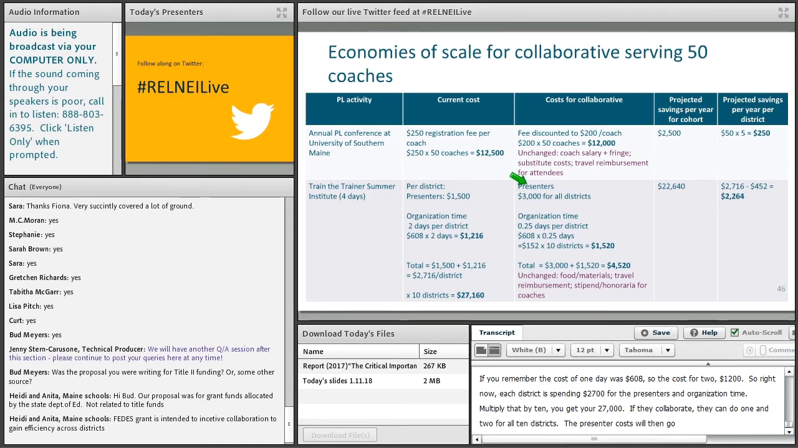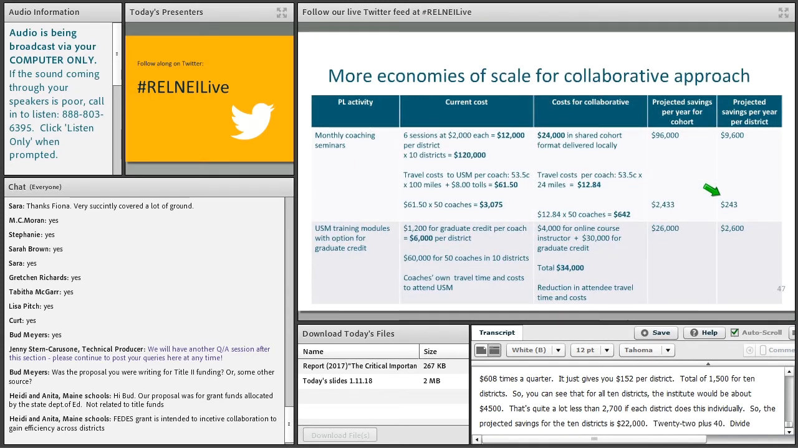If they collaborate, they can do 1 institute for all 10 districts. The presenter costs are going to go up because they're serving 50 people at once, and they probably want to have multiple concurrent sessions to serve a wider range of needs and interests. Organization time will go down to 1/4 of a day per district, so that's the $608 times 1/4. It just gives you $152 per district, total of $1,500 for all 10 districts. So you can see that for all 10 districts, the institute would be about $4,500. That's quite a lot less than the $27,000 if each district does this individually. So the projected savings for the 10 districts is $22,640. Divide that by 10, that gives you the savings per district.